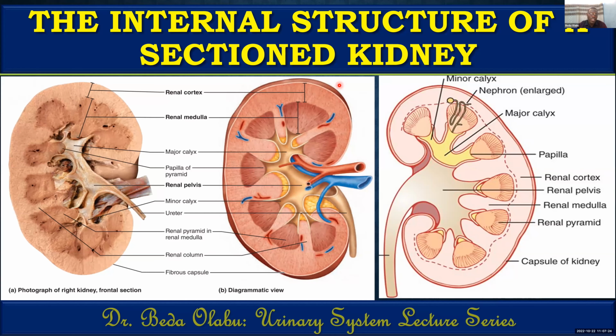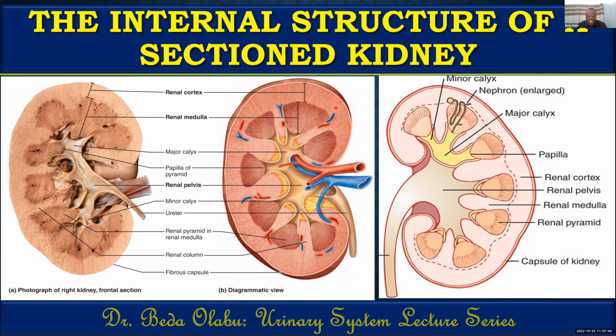So starting with the macroscopic parts of a section kidney, in the very first lecture on anatomy of the urinary system, we said that a section kidney has 3 basic parts. The outermost part is what we call the renal capsule, which is a connective tissue that covers the kidney. This connective tissue also enters through the renal hilum, and it's continuous also with the adventitia of blood vessels, as well as the outer covering of the calyceal system.